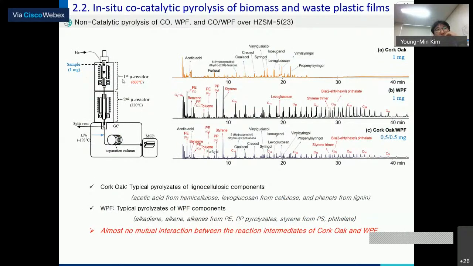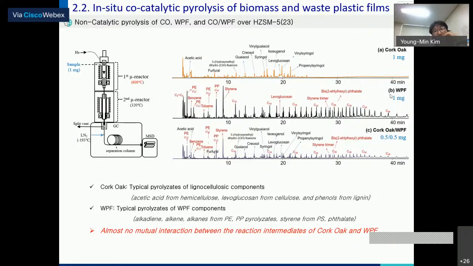As you can see, we applied 1 milligram of biomass, and it was pyrolyzed at 600 Celsius degrees. For the non-catalytic pyrolysis, I decreased the temperature of the second reactor to 320 to avoid any secondary cracking, and also there is no catalyst. So the result is like this. This is coke oak. You can see many kinds of products. Normally, guaiacol, cresol, and syringol are products from the lignin, furfural and acetic acid from hemicellulose, and there is levoglucosan, which is from the cellulose pyrolysis.